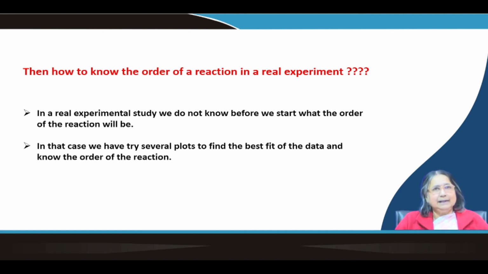In that case we have to take the experimental observations and collect the data. After that we have to try different plots, the zero order plot, first order plot, second order plot. Depending on which one is the best fit, according to that we can tell that this reaction has this order. This is the way we have to determine it.